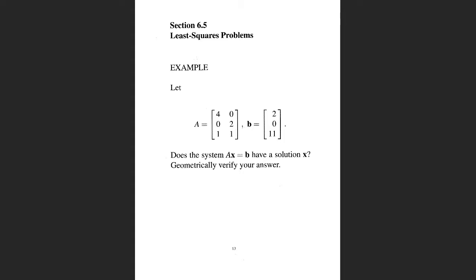In section 6.5, we're going to talk about least squares problems. Okay, and we'll talk about what that means, but it's going to be based on an orthogonal projection. So let me give you a moment to copy down section 6.5, and then we will discuss the example.